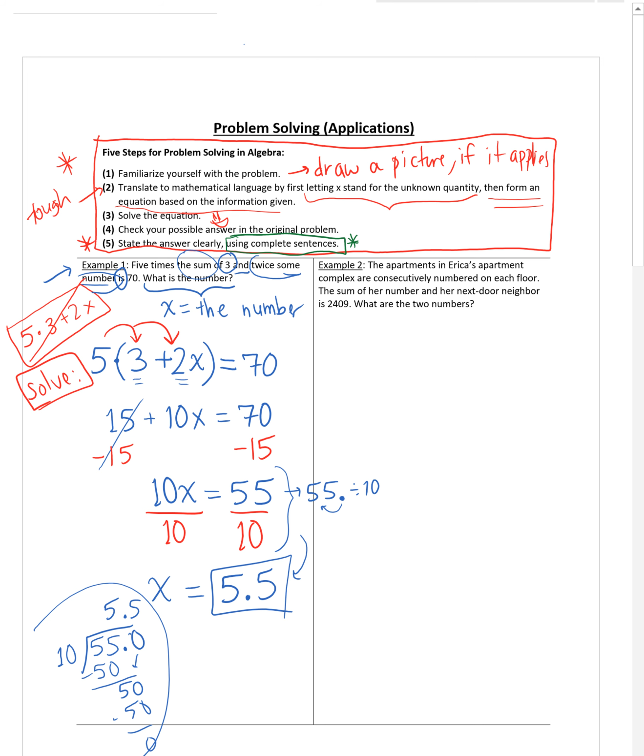Dividing by 10 moves the decimal to the left once. If you divide by 100, that moves the decimal to the left twice. And then 1,000, etc. It's pretty good. All right, I think we're doing pretty good here. We might as well jump into example 2.